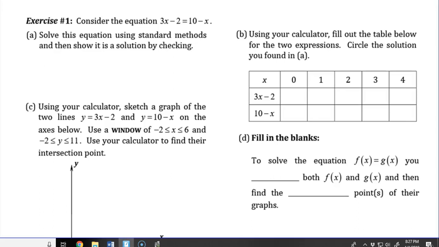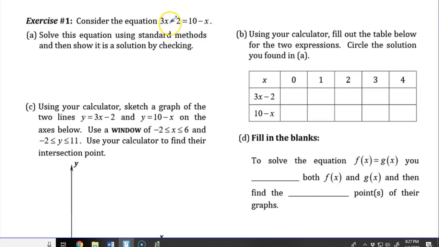In this recording, we're going to continue to learn how to solve systems using the graphing calculator. Again, it's a really versatile technique. So the first problem we have here is to solve this linear equation. It says solve it using standard, meaning algebraic methods, and then show it checks.